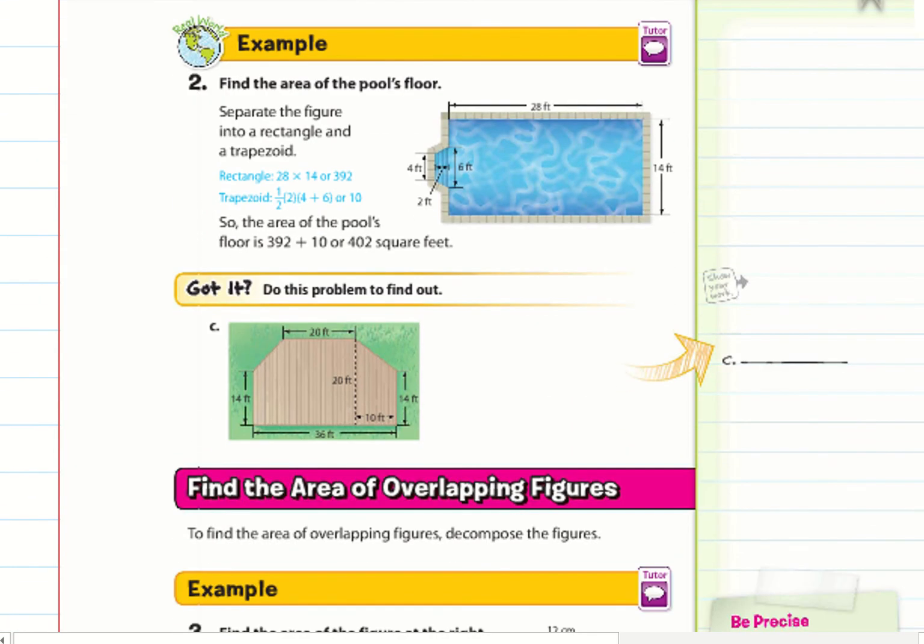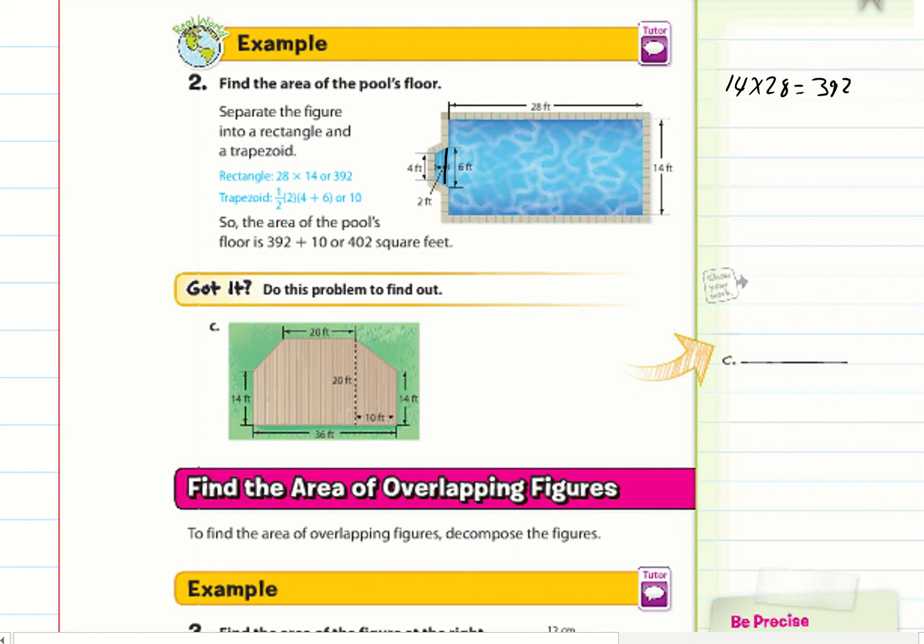So it's pretty similar to our real world link. We have the area of the pool. We have the rectangle plus the trapezoid to the left. So we have 14 plus 28. I'm sorry, 14 times 28. And that's going to equal 392.